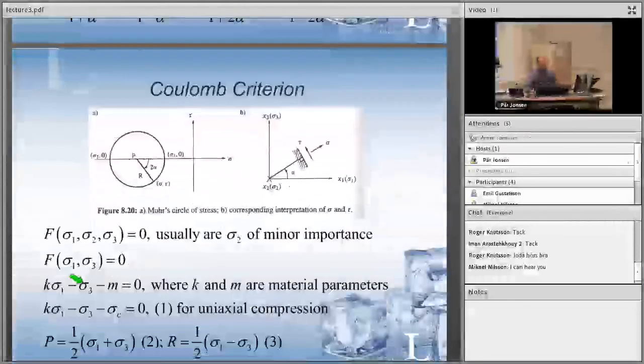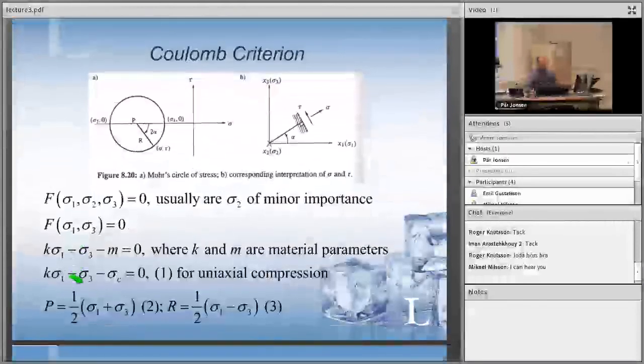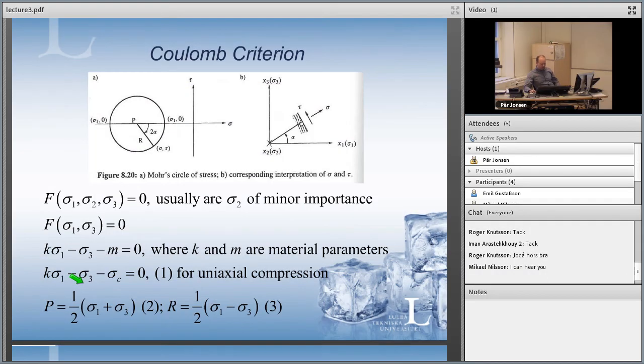Another interesting one is the Coulomb criteria. A general way of writing it is to use all the principal stresses, sigma 1, 2, 3, but usually sigma 2 is of no importance. So you usually have the largest and the smallest one, and then you can write this criteria.